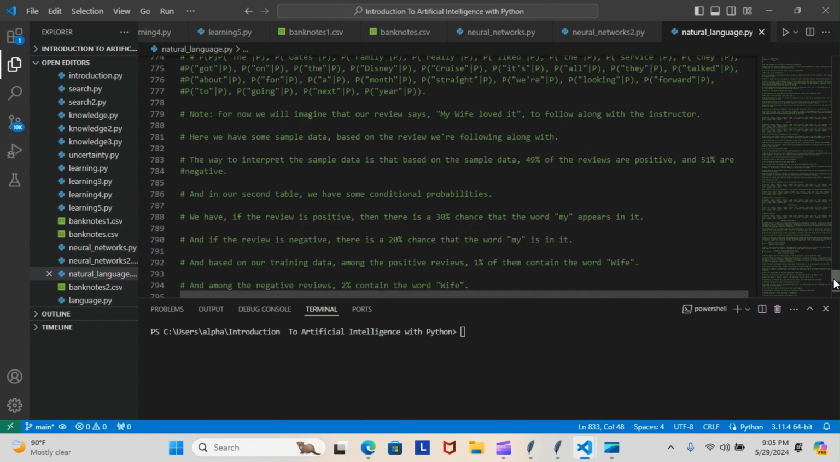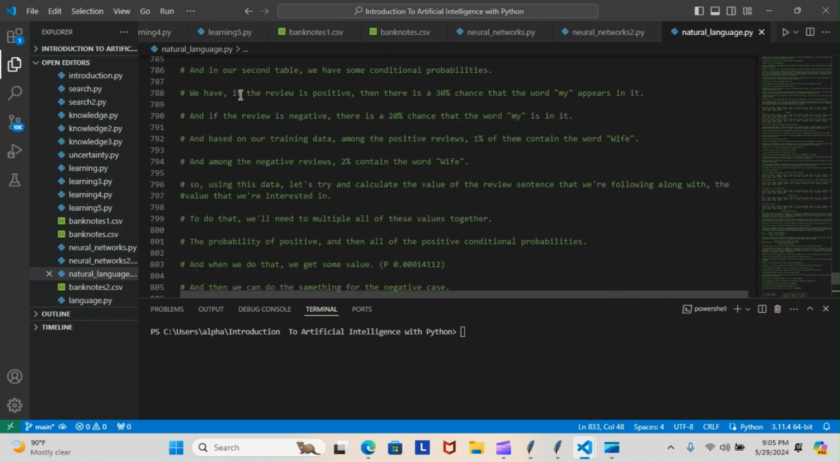So yeah, where were we at? If the review is positive, then there's a 30% chance, like I just explained. And based on our training data, among the positive reviews, 1% of them contain the word "wife," and among the negative reviews, 2% contain the word "wife." So using this data, let's try and calculate the value of the review sentence that we're following along with, the value that we're interested in.